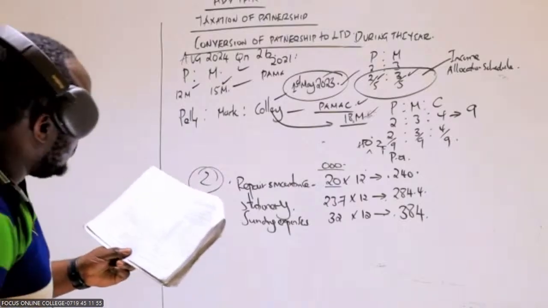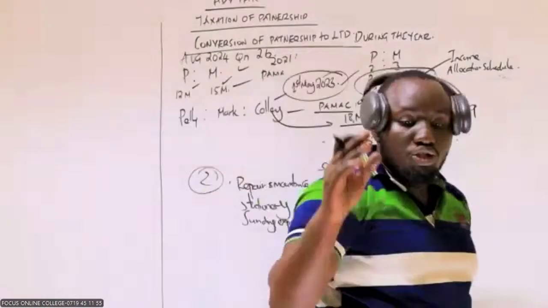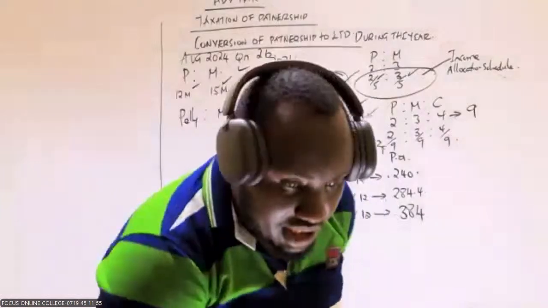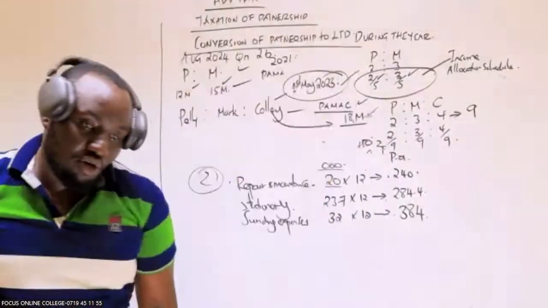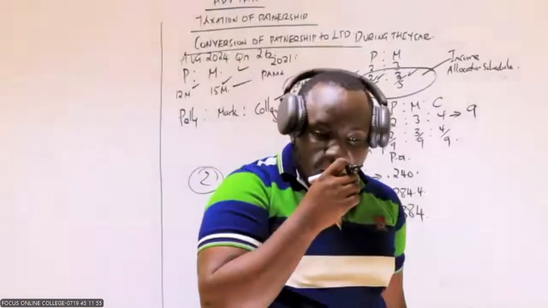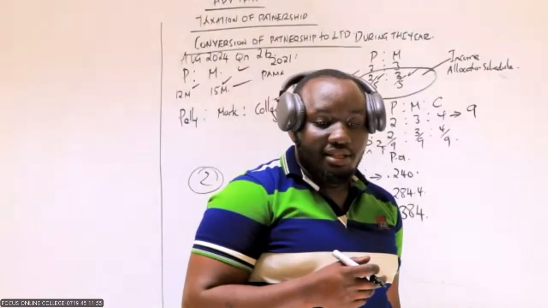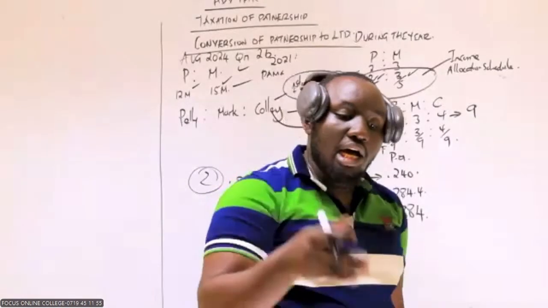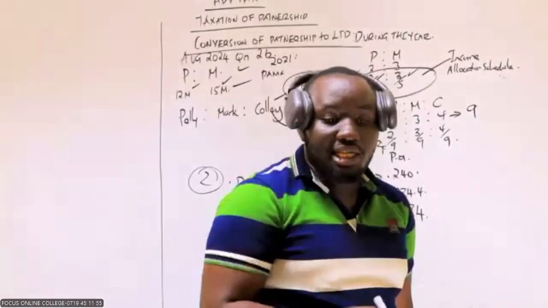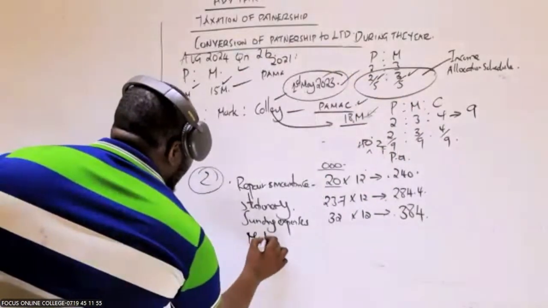So the next we have what's called motor vehicle expenses. There's a difference between motor vehicle and motor vehicle expenses. If I say purchase of motor vehicle, that would be non-allowable. Why? Because that's a fixed asset. However, when you say motor vehicle expenses, then that becomes an allowable expense.